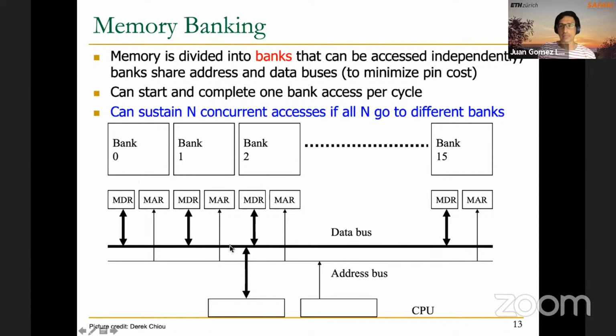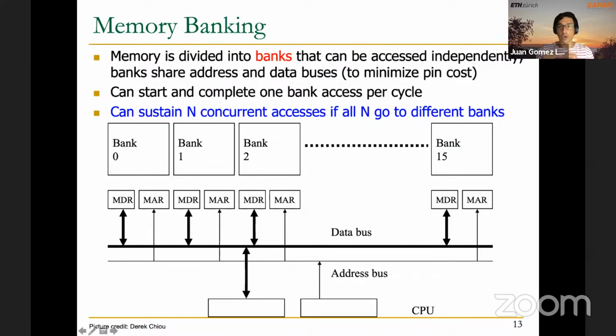When we want to access element A0, what we will do is write the address of this element 0 in this memory address register. Then we start the access to bank 0. That will take a few cycles, let's say 11 cycles, for example. And after 11 cycles, we will have the value that we wanted to fetch from memory. We will have it here in this memory data register, right?